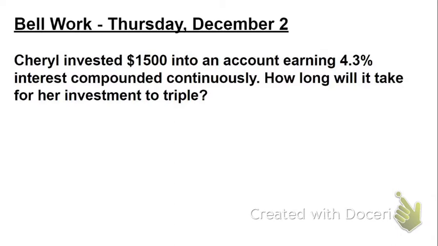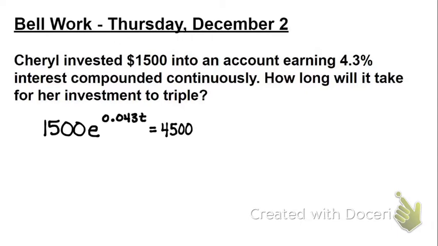Yes, ma'am. Okay, I'll set the right side up first. So I just put 1500 E, and then for the 4.3, I changed it to 0.043. And then the T. And then since it's triple, then it will be 1500 times 3, so it's just 45. Love it. So what formula are you using there?